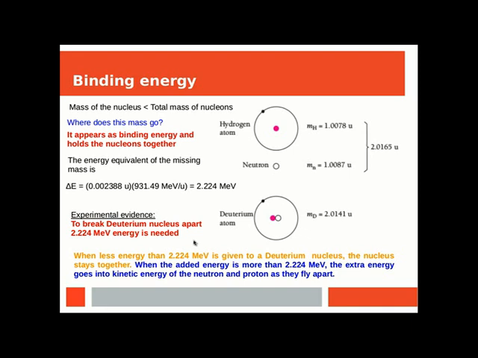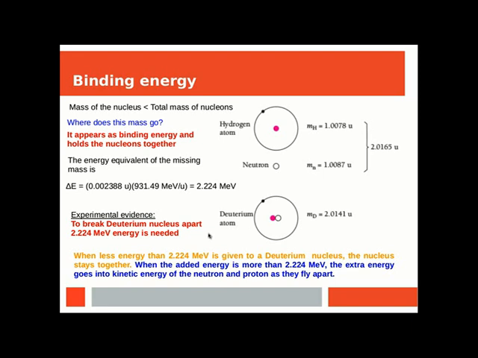Now we come to a very important aspect called binding energy. Binding energy is very important from the stability point of view. The idea of binding energy comes from the fact that it has always been seen that the mass of the nucleus is always slightly less than the total mass of the nucleons of which it is made. This has been observed always.